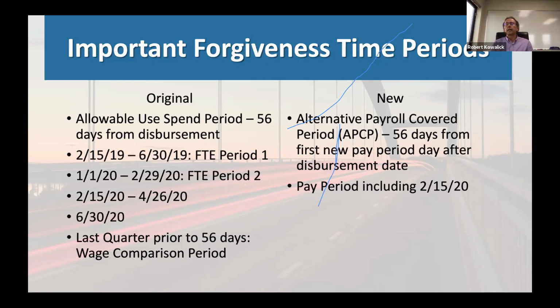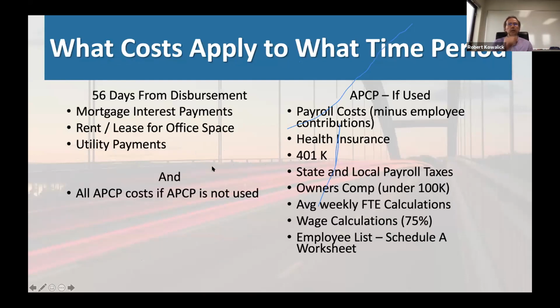But along with that is your 56-day period if you elect to use this alternative payroll covered period. And the specific pay period, whether it's a 2-week period or bi-monthly, however you run your payroll, or every week, the pay period that includes the date February 15th is now a relevant, important date. So that's adding to a lot of confusion. Certain costs, so again, allowable uses, will apply to different periods. So we've broken down how that lines up.